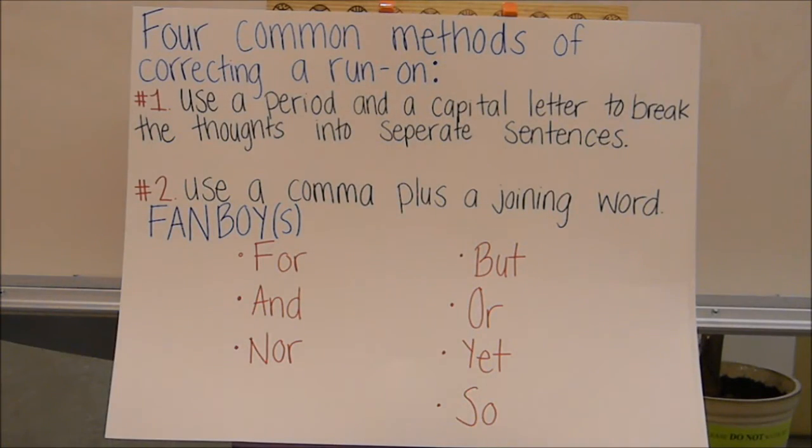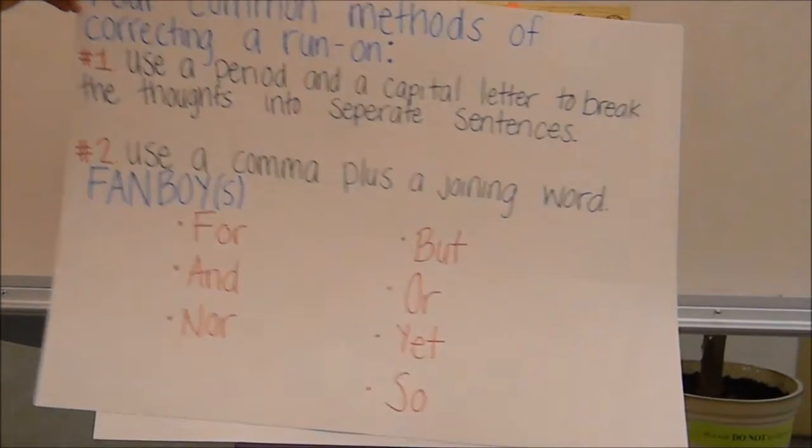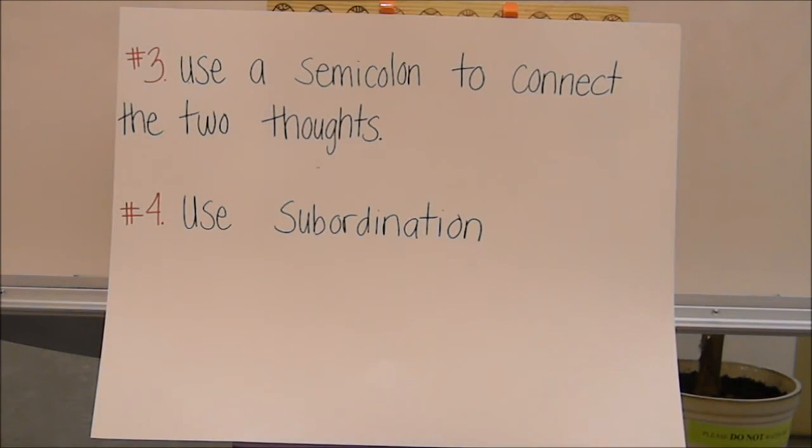Four common methods of correcting a run-on. Number 1. Use a period and a capital letter to break the thoughts into separate sentences. Number 2. Use a comma plus a joining word, FANBOYS: for, and, nor, but, or, yet, so. Number 3. Use a semicolon to connect the two thoughts. Number 4. Use subordination.